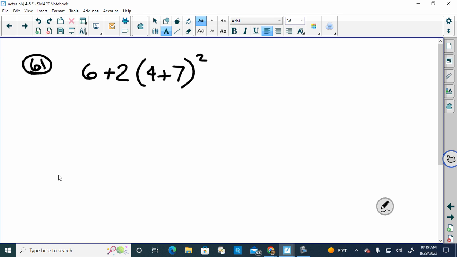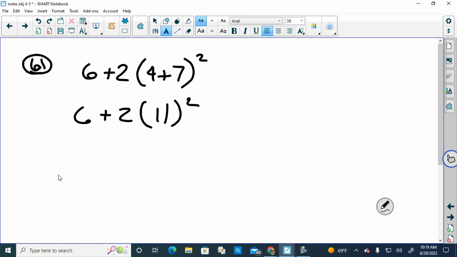This tended to be the one that was missed quite a bit on the placement test. I think it was just a tad bit longer. Okay, so 4 plus 7. Order of operations, we do the parentheses first. So 4 plus 7 gives me 11. Now we're at this.